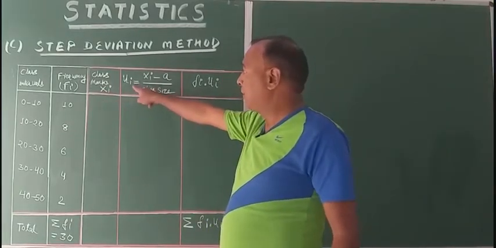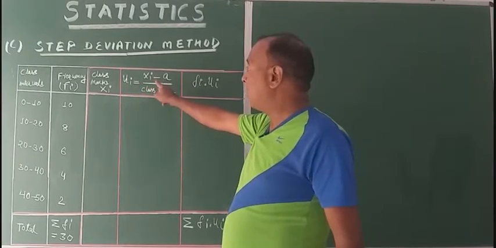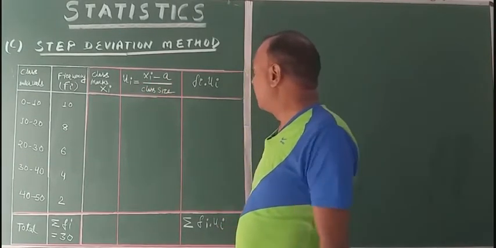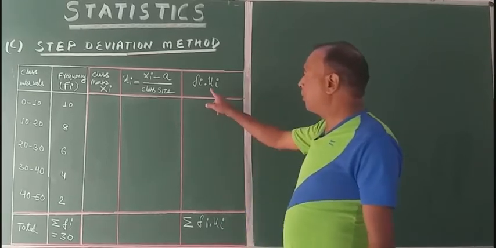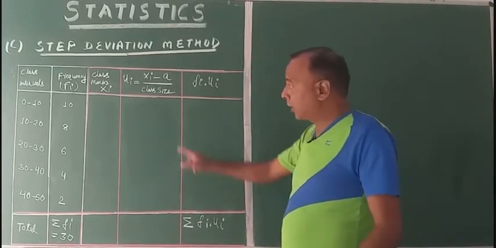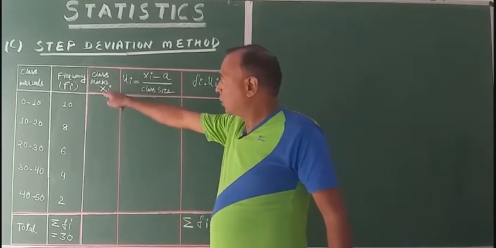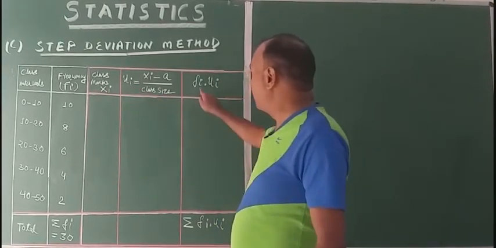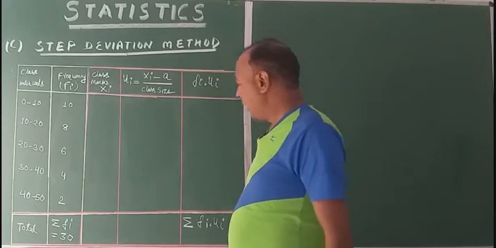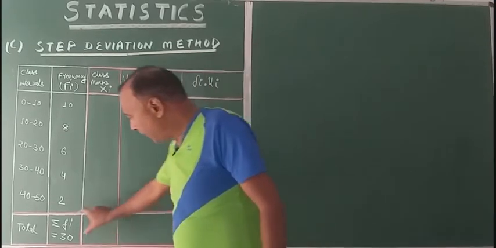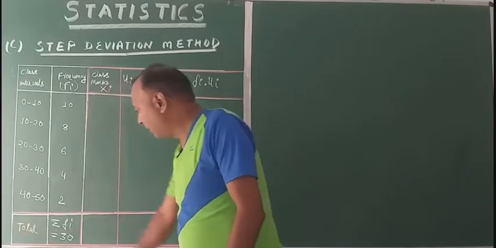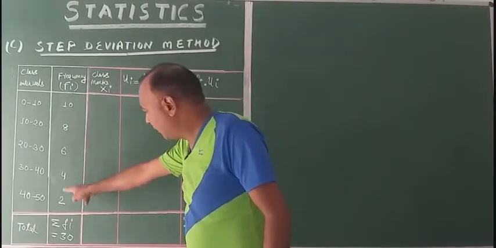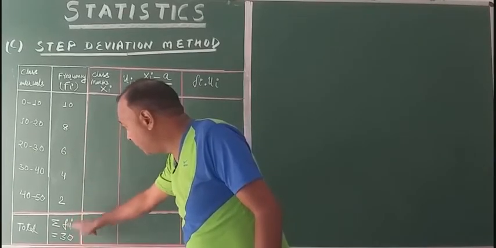Then ui, where ui is xi minus a divided by class size. And the last one is fi dot ui. So these are our extra columns: the first one class marks, the second one ui, the third one fi dot ui, and one extra row we will make for the total. In total we will add all these frequencies and write sigma fi, which is 30.